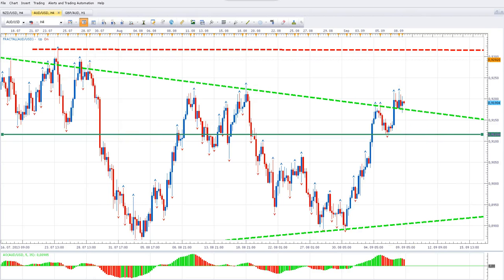Don't forget that the Aussie has been in a major downtrend for 4 or 5 months now, or 5 in fact. So I'm not changing gears all too fast. I want to see if this downtrend momentum can continue.